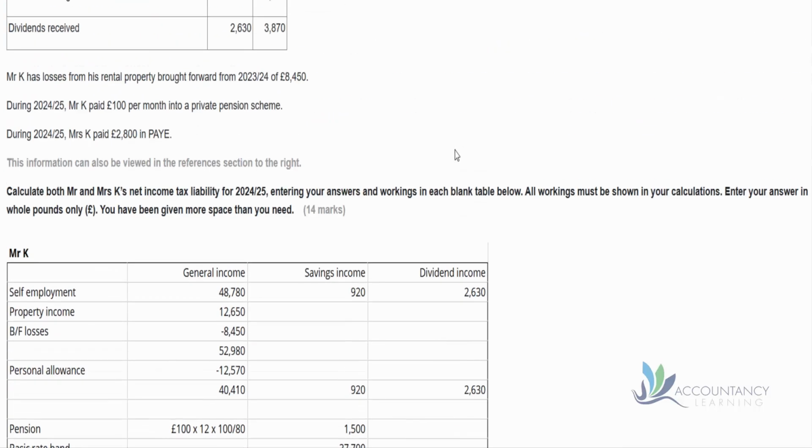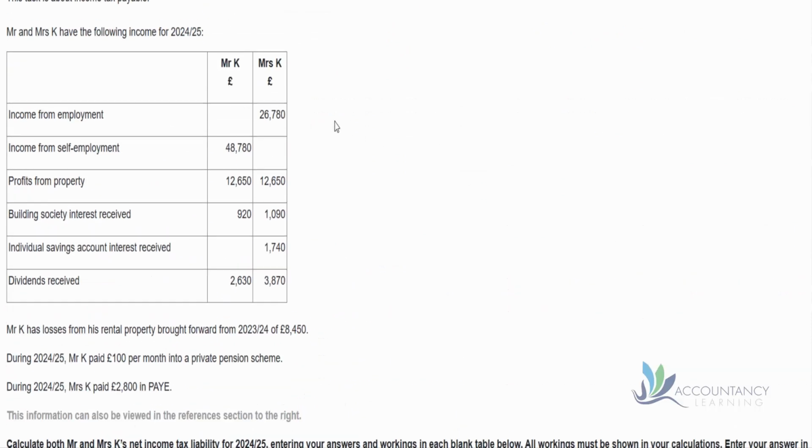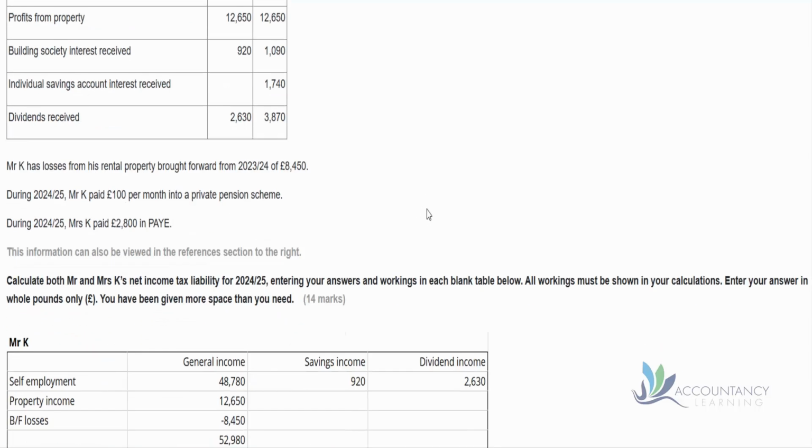So let's do the same now for Mrs. K. So remember, Mrs. K has income from employment plus the property interest and dividend income. Remember, we're going to ignore the interest on the individual savings account, which is tax-free. And also you need to remember that she's already paid some tax through her employment. So we need to make the adjustment for that as well. And we'll do the same sort of workings for Mrs.